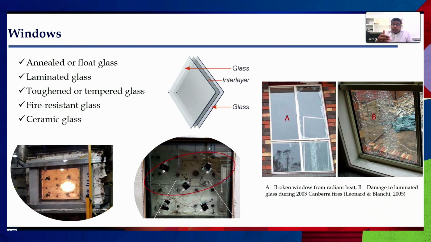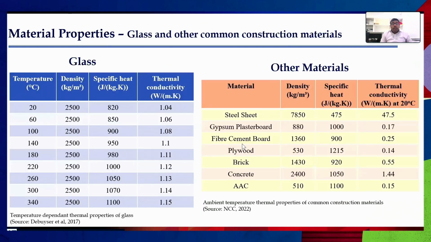Now, when you look at some post-fire investigation, the first photo on the right-hand side shows an annealed glass that got cracked. And this is another laminated glass that got cracked. Of course, they were exposed to different temperatures. So how do you protect them? When you look at the material properties of the glass, they vary with temperature. At different temperatures, it has different values. The density is constant, but the specific heat has different values. Specific heat means how much it will absorb. And thermal conductivity means how much it will transfer or allow to transfer through it.